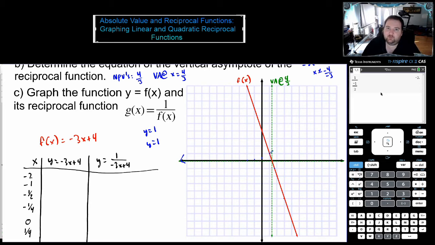What's the reciprocal of 1? It's 1, right? That's why I knew it was an invariant point. Now, what's going to happen when I do the reciprocal of like 1/2 here? That's going to be 2, right? 1/4 there, that's going to be 4.